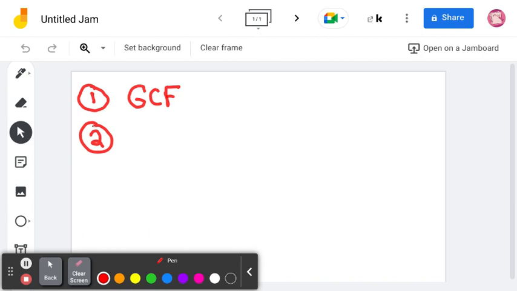Then the next thing you look for is difference of perfect squares. That's when you have two terms. You have to have a minus sign, and you have to be able to square root everything.